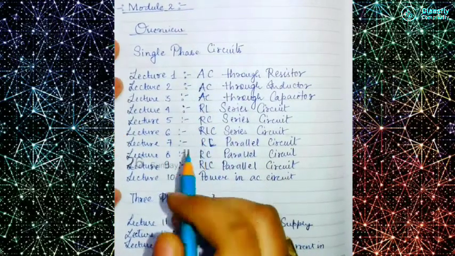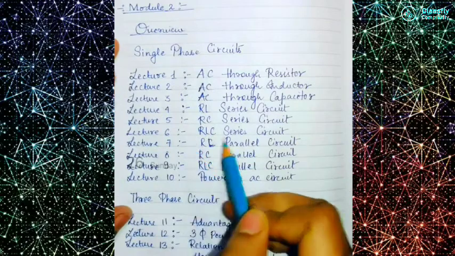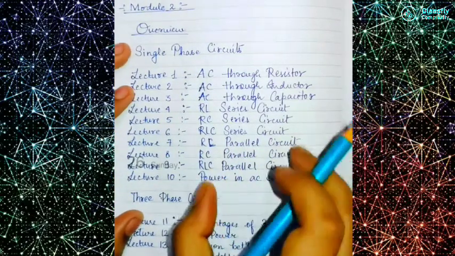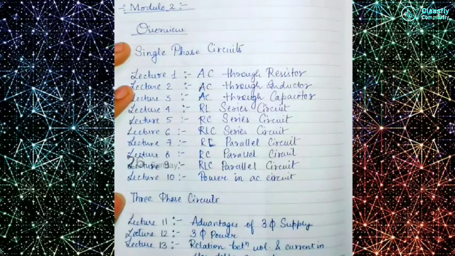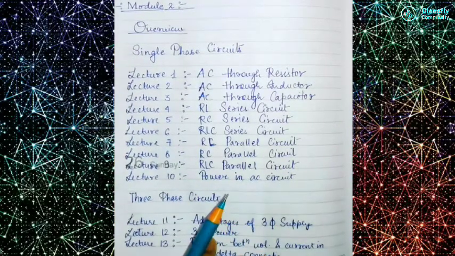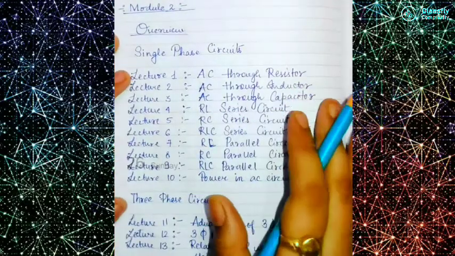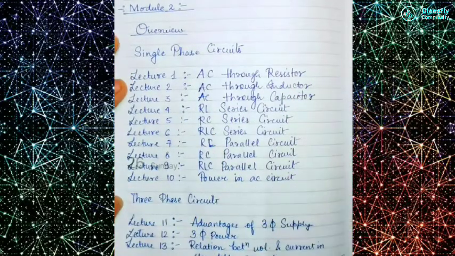Lecture 4, 5, 6 is your series circuit of RL, RC, RLC. Lecture 7, 8, 9 is your RL, RC, RLC parallel circuit, and lecture 10 is your power in AC circuit. So single phase circuit is comprising of 10 lectures and all your main topics will be covered here.